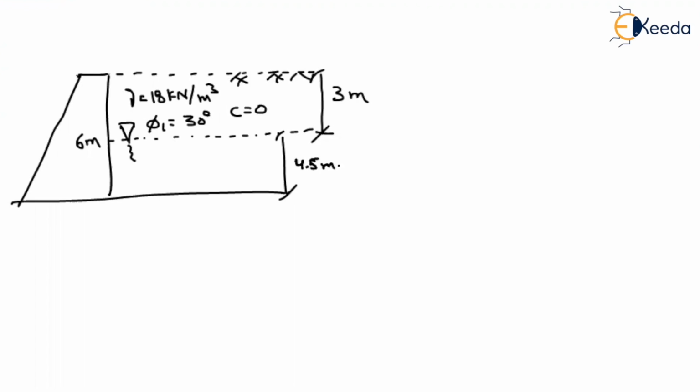We can consider anything. Now here in this part, the saturation weight density, that is equal to 24 kilonewton per meter cube, and angle of friction, let us say phi 2, that will be equal to 20 degrees, and cohesion is equal to 0. So in this case we have to find out active earth pressure acting on the retaining wall.